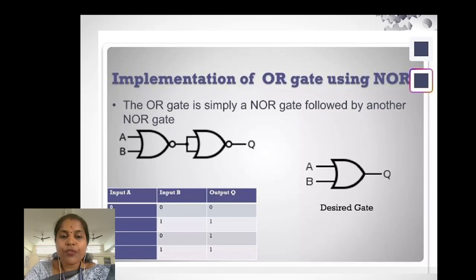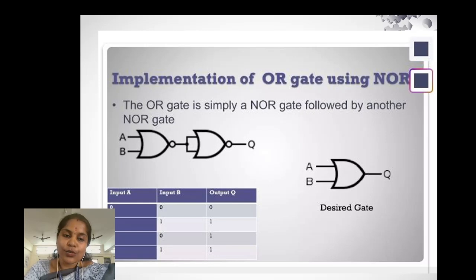A NOR gate performs (A + B) the whole bar. To create the OR gate, we simply invert the NOR output. This is done by passing the output through another NOR gate whose inputs are tied together. The first NOR gate generates the complement of OR and the second NOR removes the complement and restores the original OR function. Thus, OR can be implemented using only NOR gates.